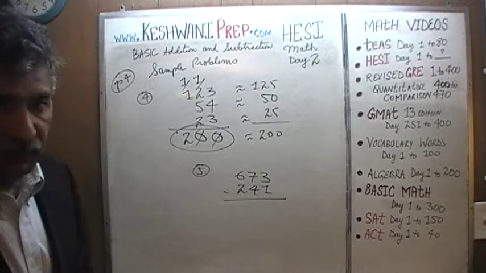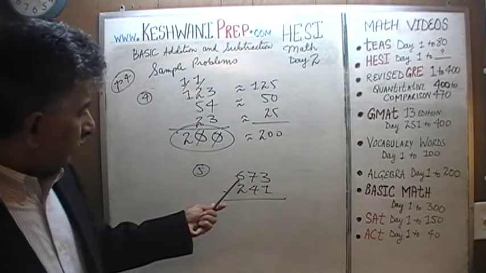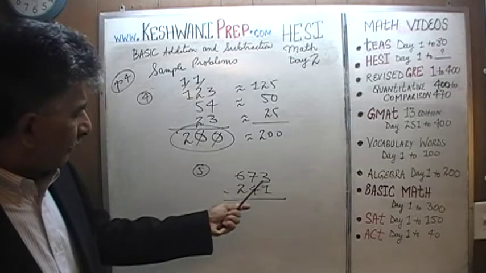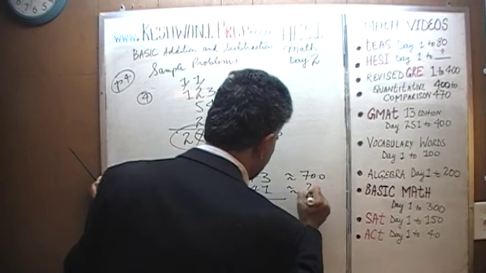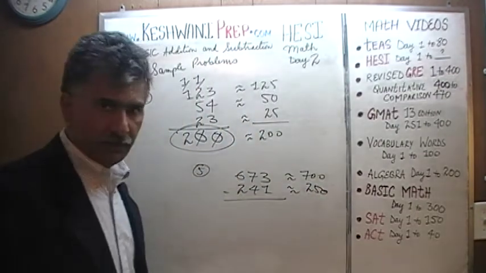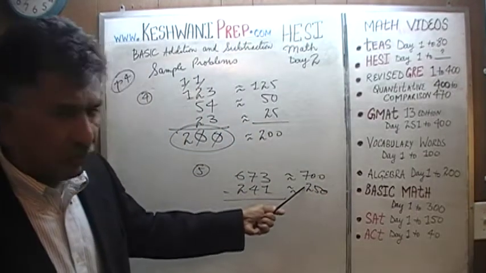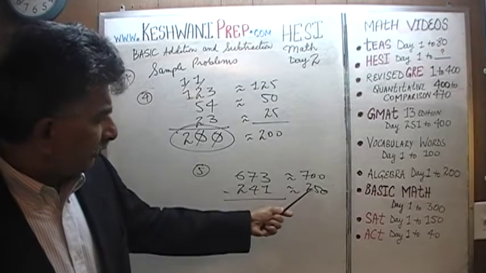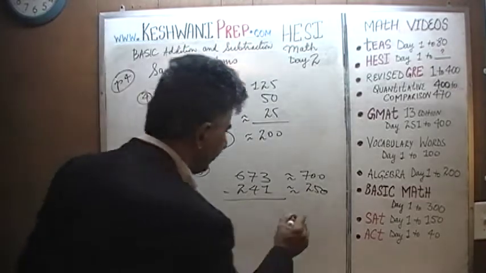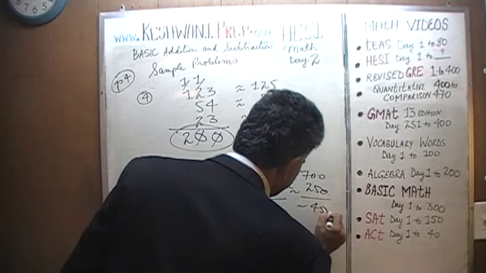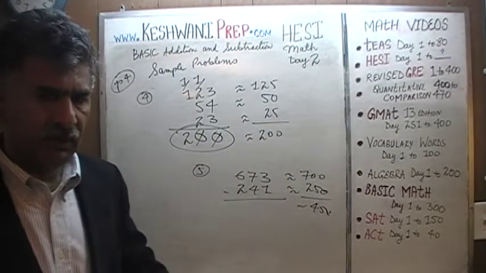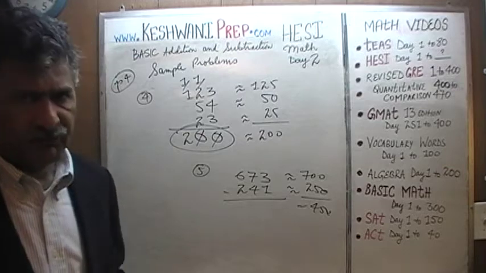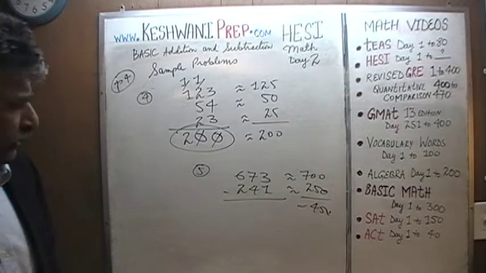Again, before we do any work at all, this is around 700, and this is around 250, right? 700 minus 200 would have been 500, but since we have 250, it's going to be around 450. The answer is going to be around 450. So if you find one answer choice that is close to 450 among the answer choices, that's your answer. You don't actually have to work everything out.